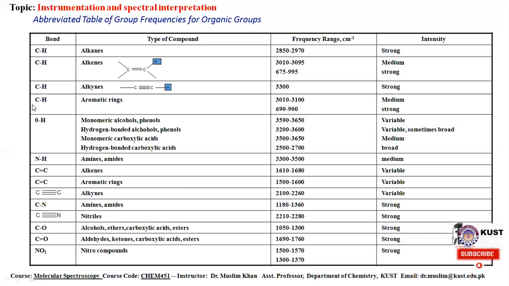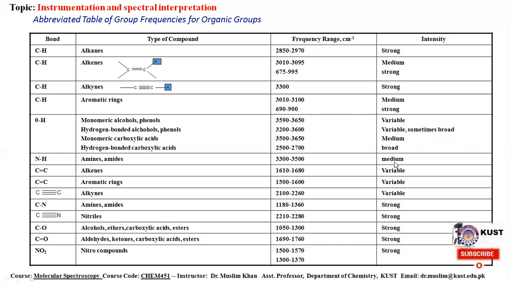And the absorption range for the carbon hydrogen bond of aromatic rings is usually 3000 to 3100, which is medium. For alcohol, monomeric alcohol, then phenol, hydrogen bonded alcohol, phenols, monomeric carboxylic acid, hydrogen bonded carboxylic acid, the range is this one, and the intensity is variable, sometimes broad, medium, broad. And for nitrogen and hydrogen, like amine or amides, the range is this one, and it is medium.